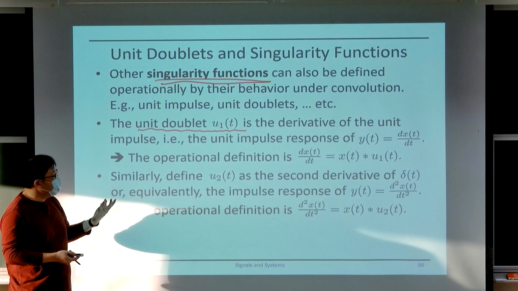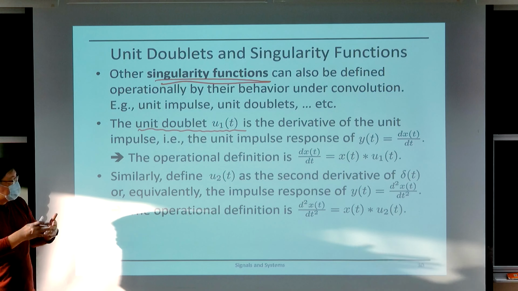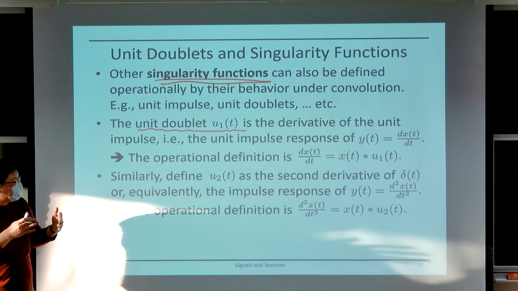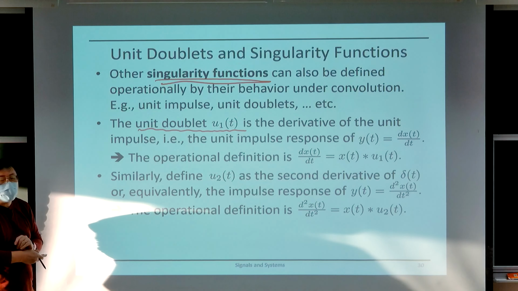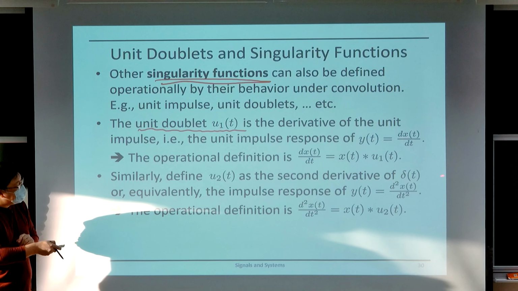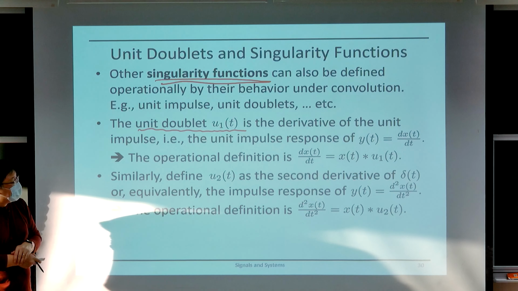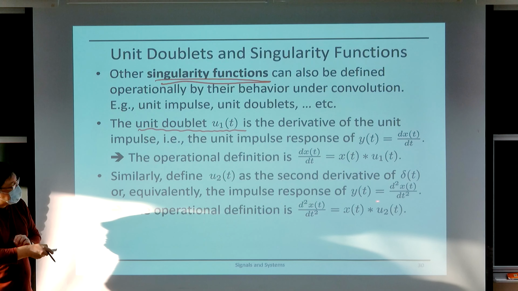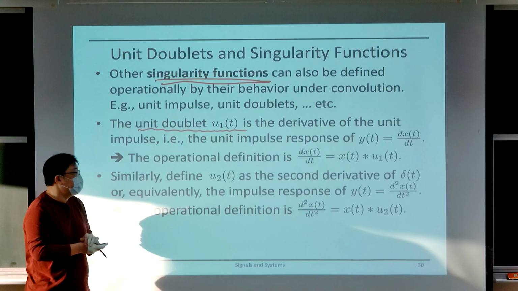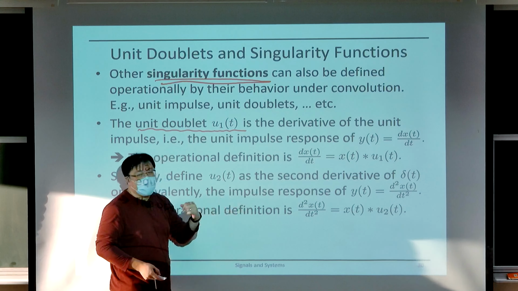Now you can do that for many different cases. So this is another example. You can define this u sub 2 of t as the second derivative of the unit impulse, or equivalently, the impulse response of a system y of t equal to the second derivative of x of t. Again, the reason I can say this is because the impulse response of this system is obtained when you substitute delta of t inside here, and therefore the response is just the second derivative of delta of t.